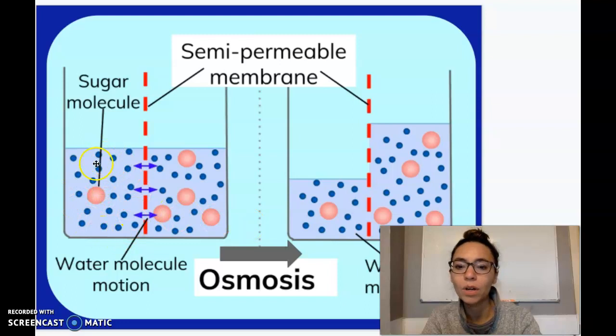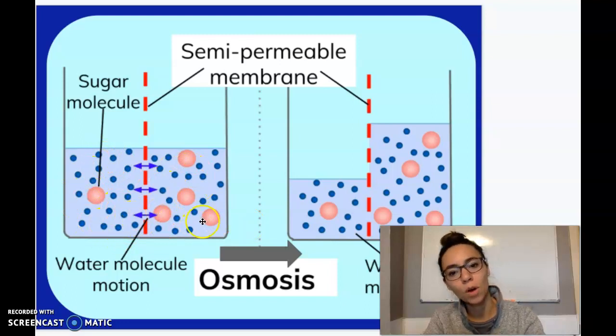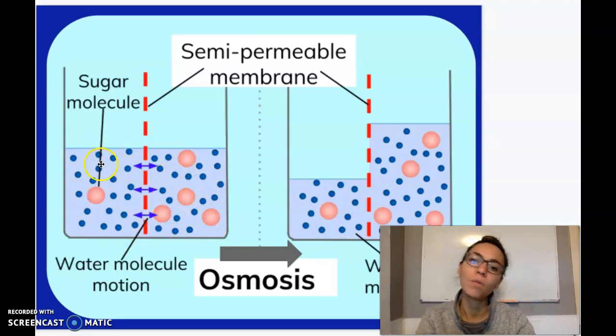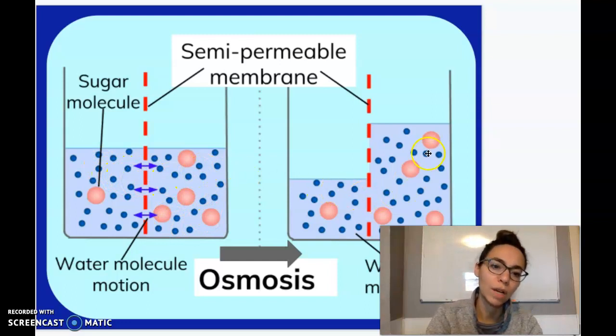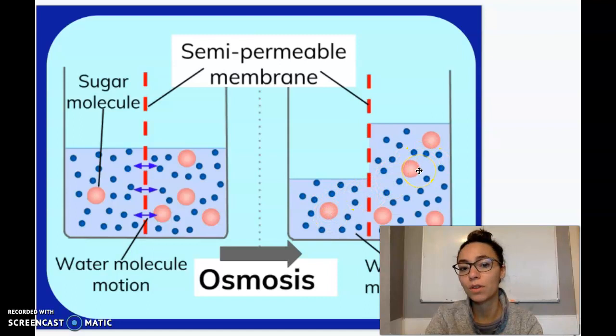So we've got high water concentration here, low water concentration here, and the water is moving to the right side of the membrane to even out the concentration of water and solutes.